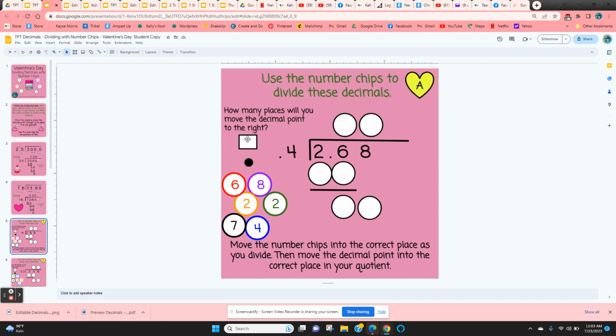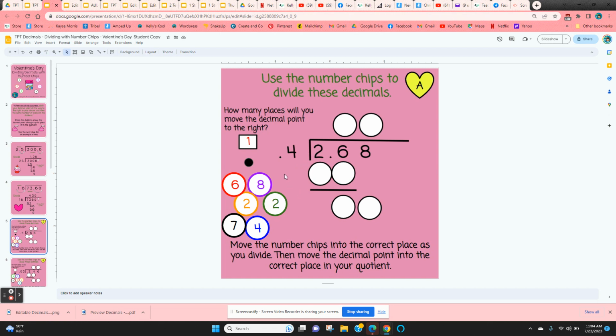The first thing it's going to ask them to do is type in how many places to the right they're going to move their decimal point. So here it's only one place to the right, so they're going to type a 1. This is going to help them at the end of their problem when they have to place this decimal point in the correct place. So they're going to do their division.